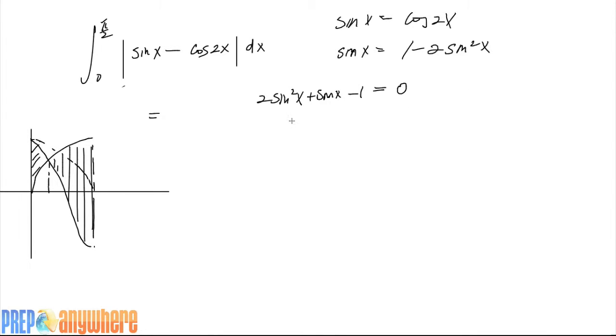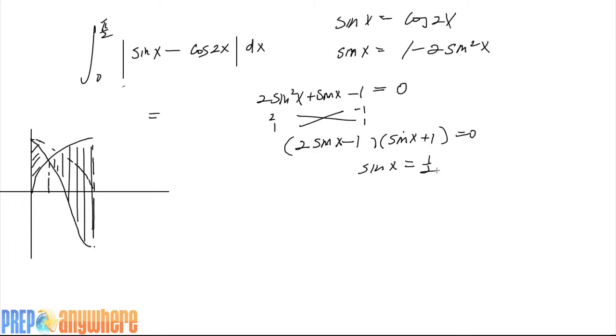So 2, 1, 1, 1, right? Okay, so that works. Plus 2 minus 1. So it's 2 sine of x minus 1 times sine of x plus 1. So sine of x is equal to either half or negative 1. Sine of x equals negative 1 is all the way down here. So the one we're looking for is this one. So this actually gives you pi over 6. So this must be pi over 6.